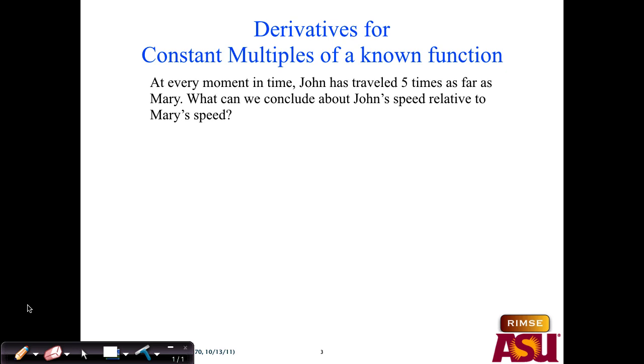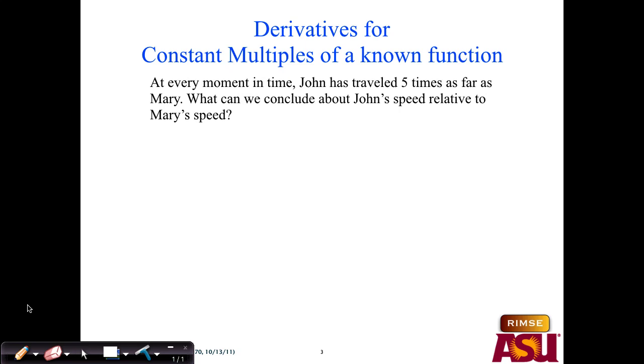All right. So let's talk about a different variety of function that's slightly more interesting than constant functions. Let's talk about functions that are, well, not a specific type of function, but just in general. Let's say I have two functions and I know how they're related. One's a multiple of the other. So I see this phrase constant again, but it's constant multiple. Meaning, for example, let's say at every moment in time, John has traveled 5 times as far as Mary. So maybe at 2 p.m., John's traveled 10 miles and Mary's traveled 2. I don't know where they are, but I know how far they've traveled.